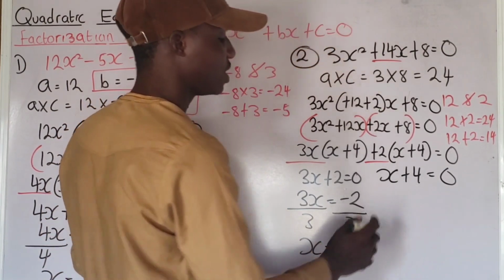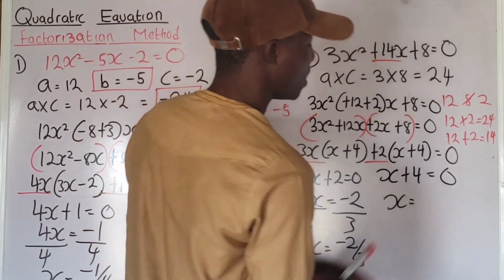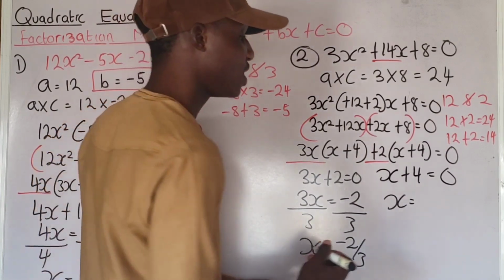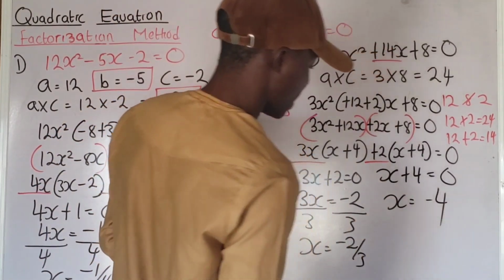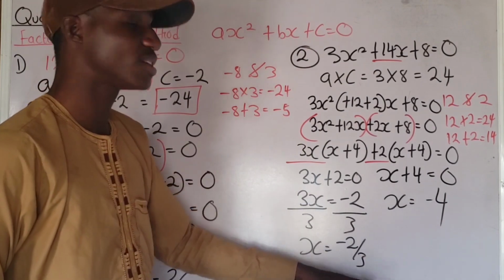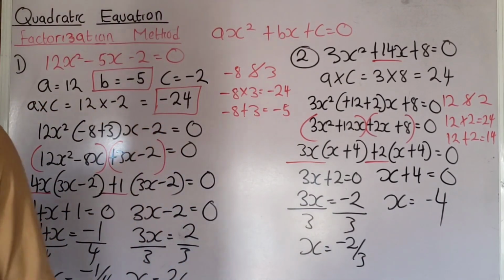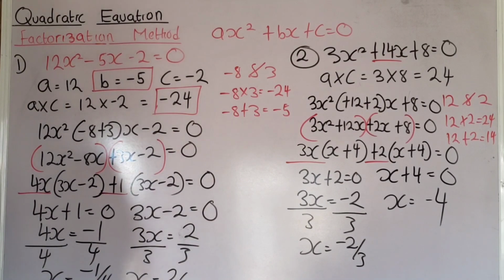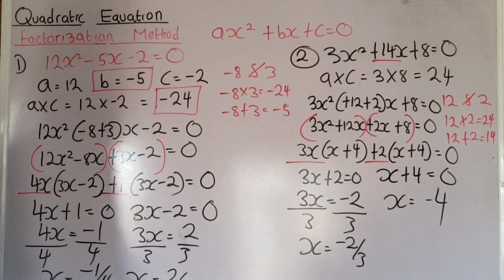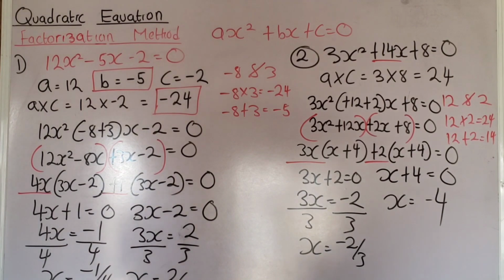Now, for this, I'm going to have x equals, if this positive 4 crosses the equals sign to the other side of the equation, it's going to change to negative 4. So x equals negative 2 over 3 or negative 4. Those are the values that satisfy the quadratic equation 3x squared plus 14x plus 8 equals 0. Do you understand?